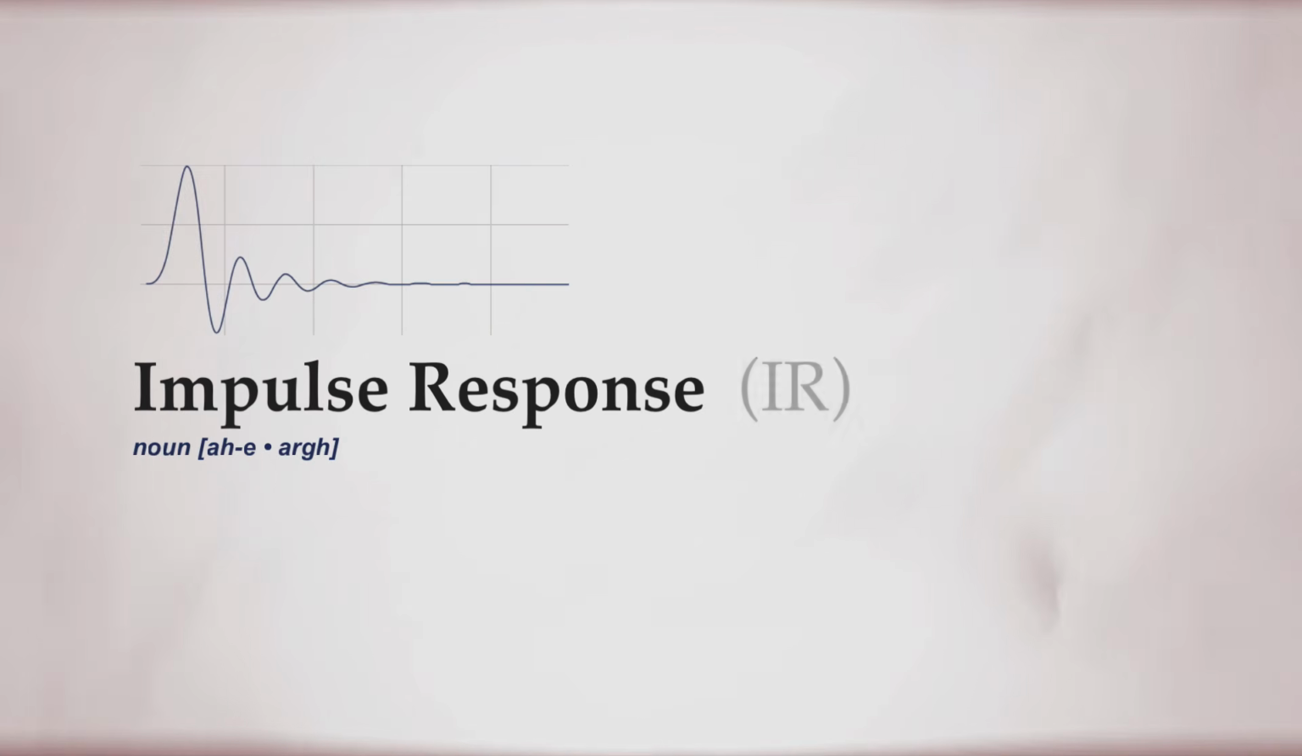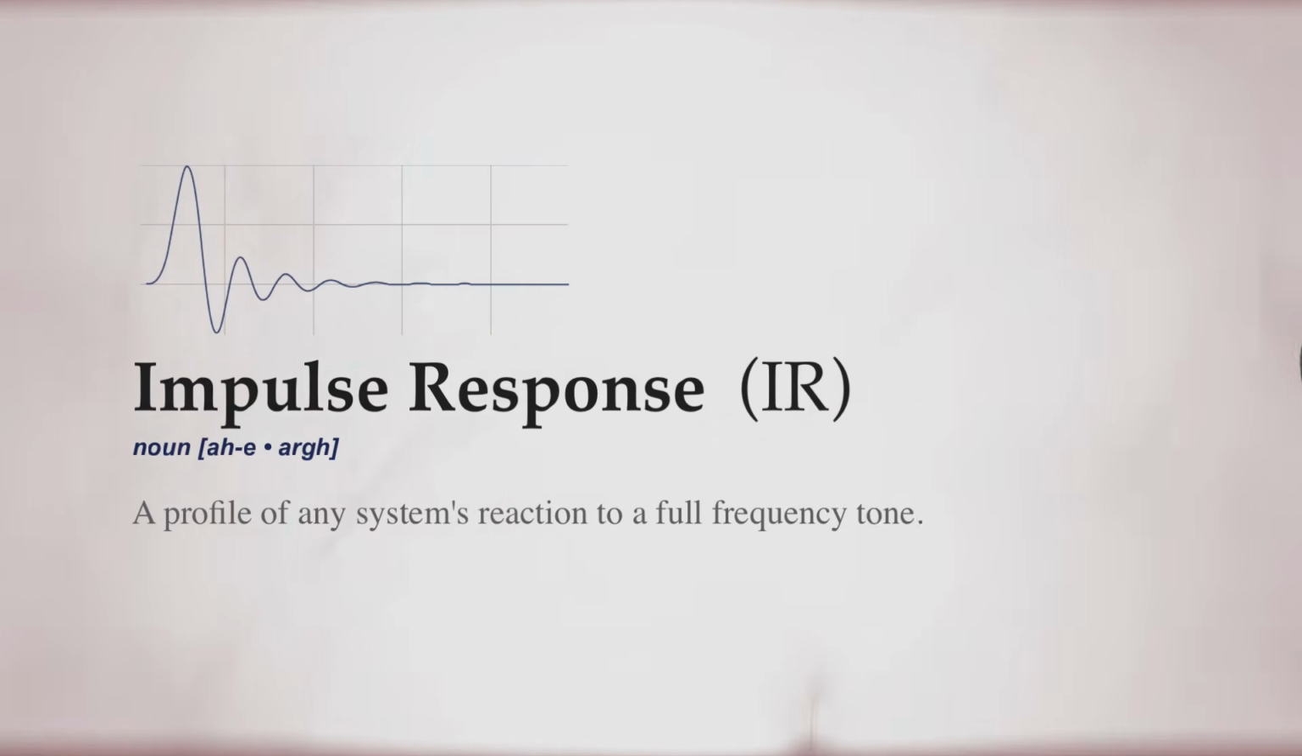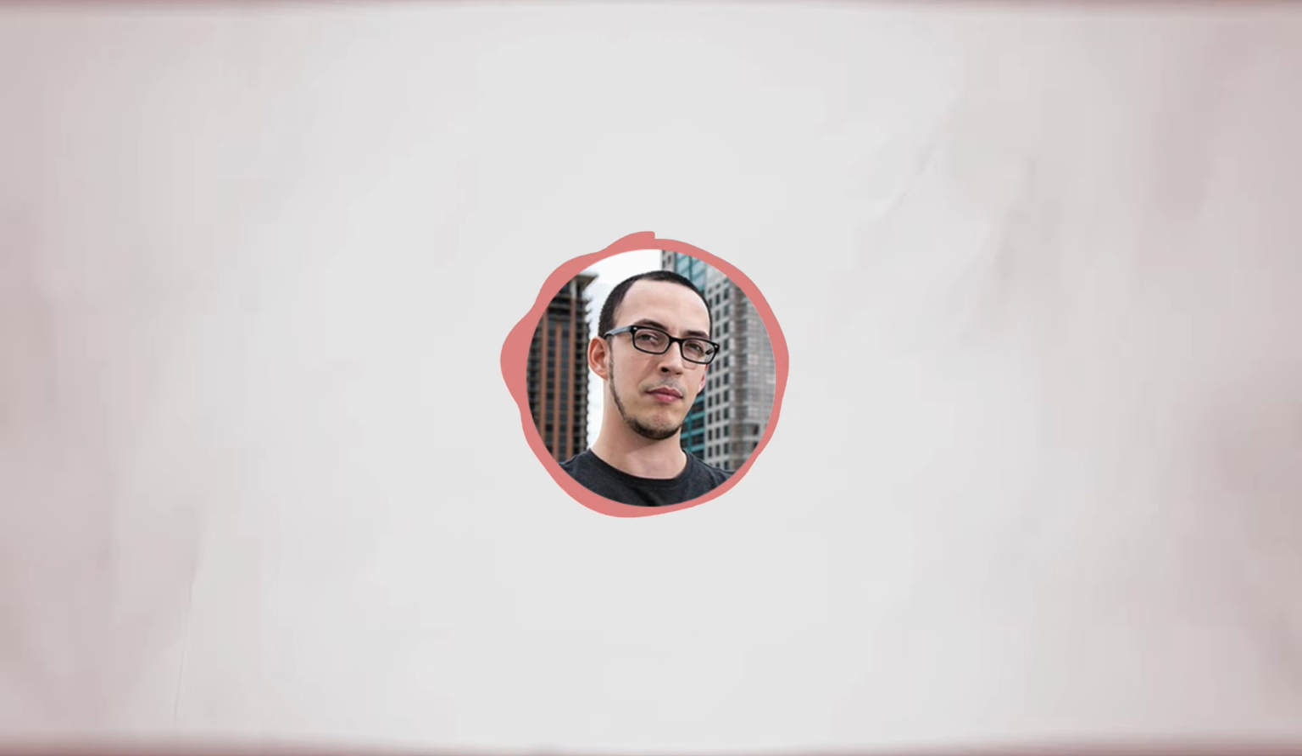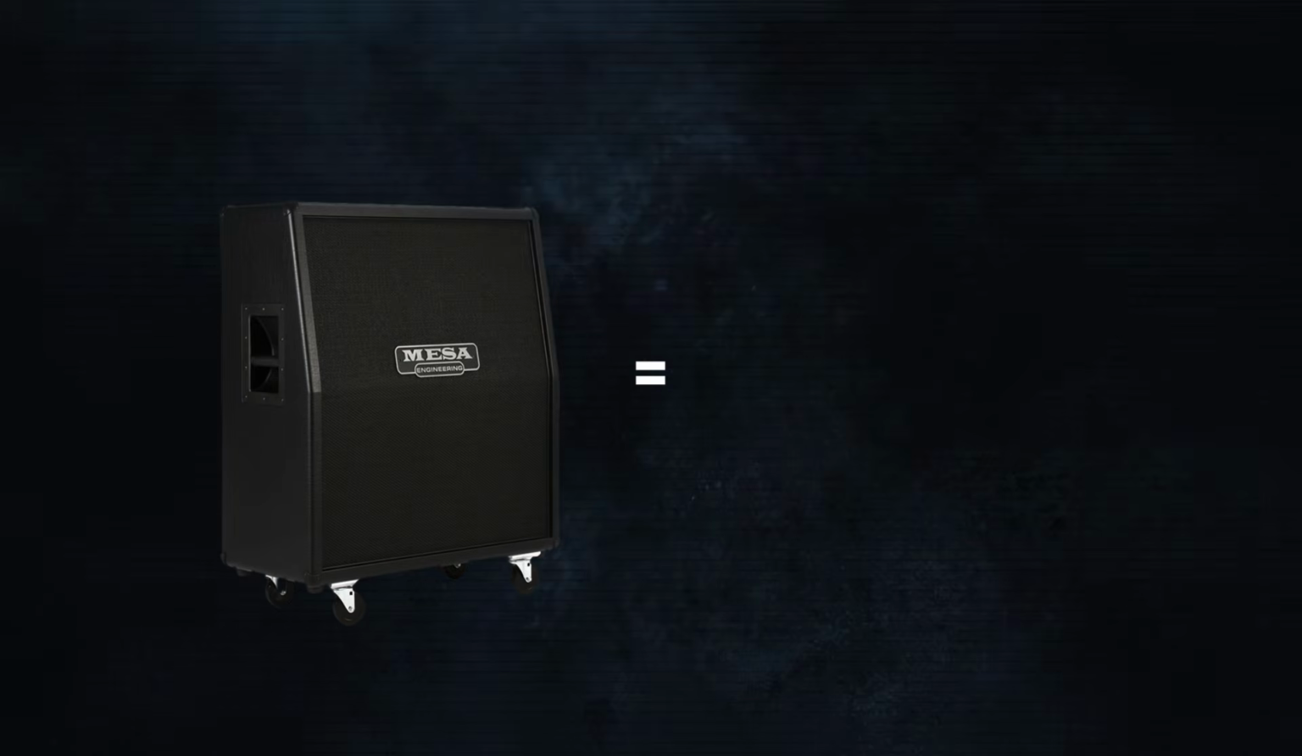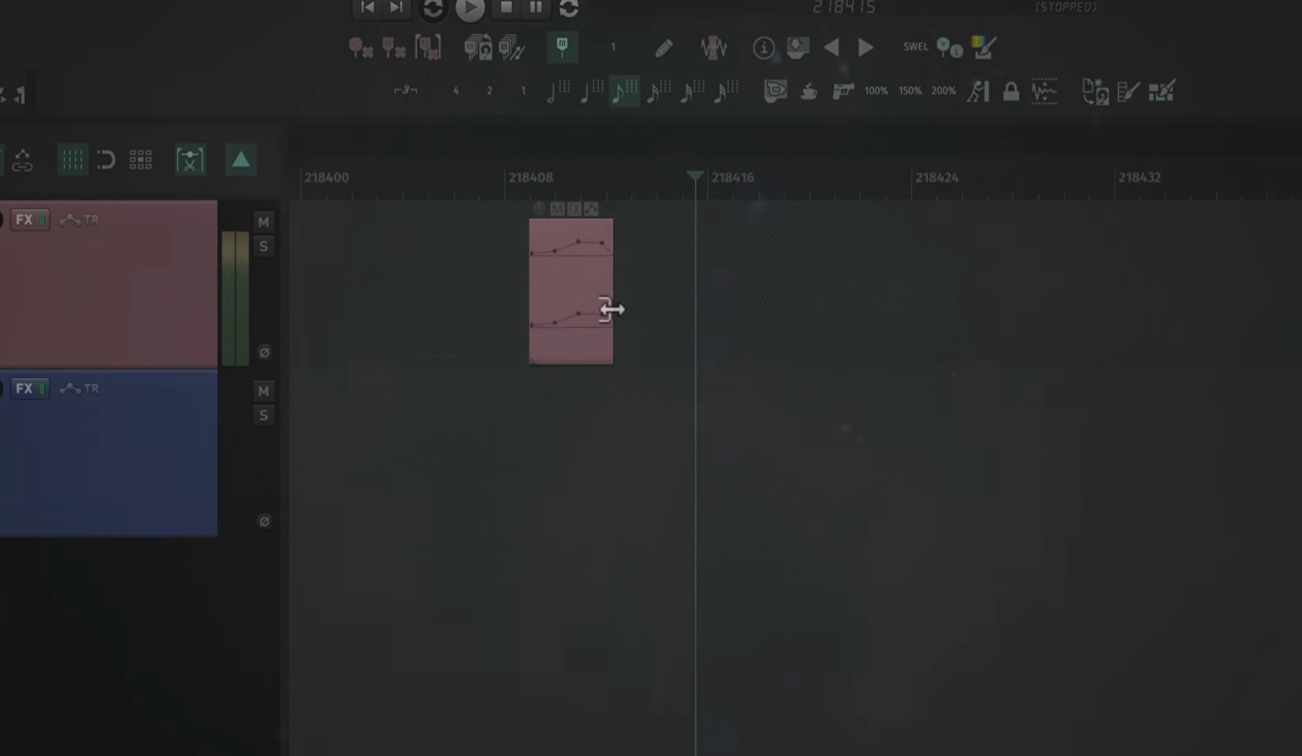An impulse response, or IR for short, is a profile of any system's reaction to a full frequency tone. That sounds pretty complicated, but as far as a guitar is concerned, it's basically your cabinet's frequency curve. An impulse response is super useful when you have a direct tone and you need to make it sound like an existing guitar tone in your mix.